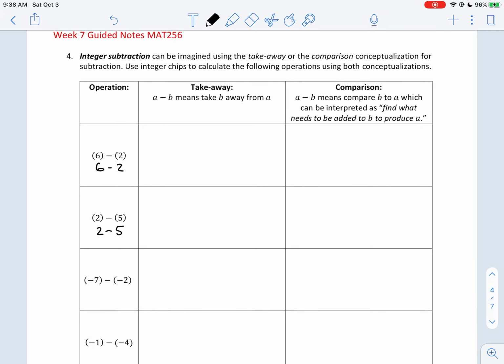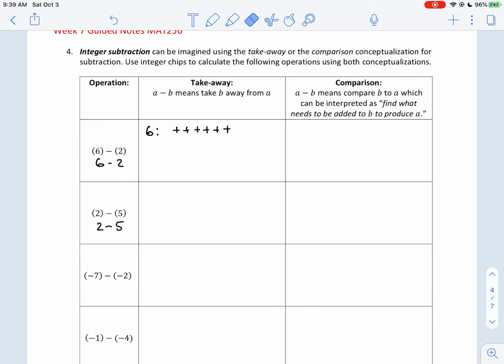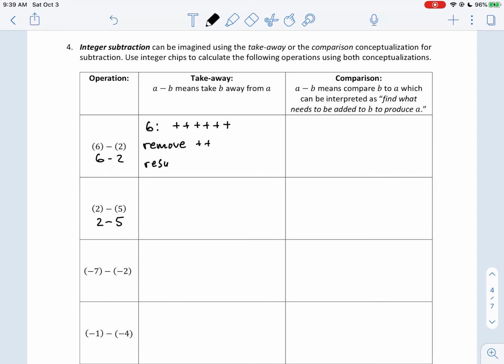This time let's do a representation for 6. I'll put a 6 and a colon and then just do a representation. I'm going to go ahead and put the 6 pluses. I'll put them side by side like this. So there's my 6. And now we're going to take away, because when you see subtraction, it means take away. We're going to take away a positive 2. So we're going to remove 2 plus signs. And so the result is that we have 4 plus signs.